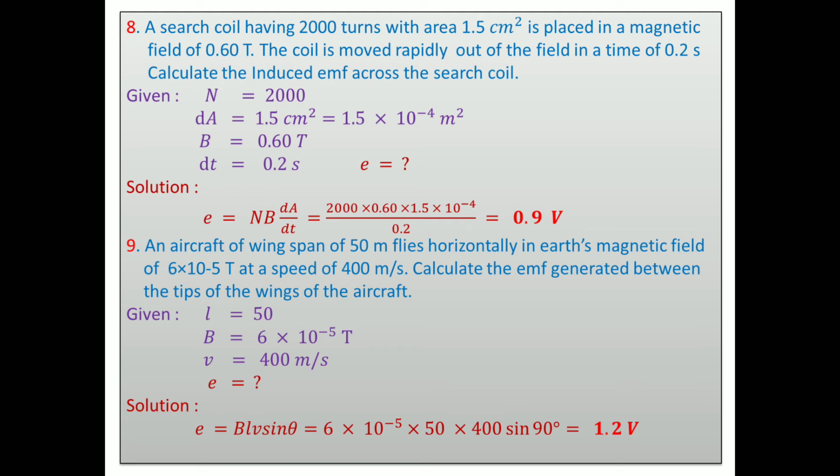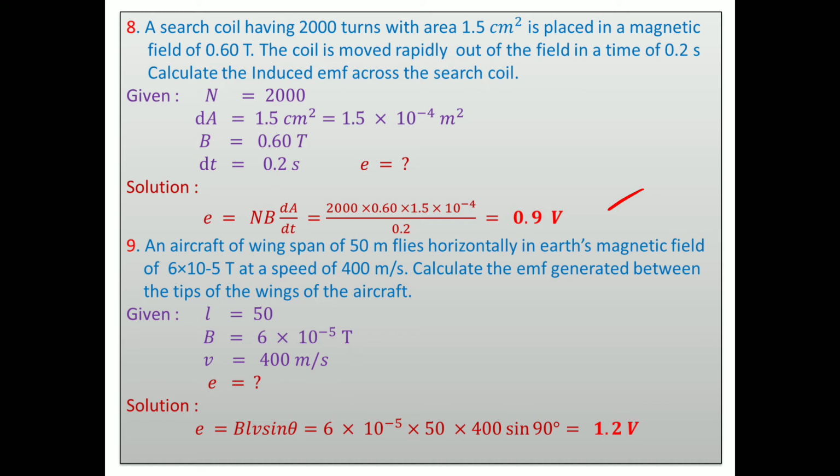So you can take here E = NB dA/dt. Then N is 2000 × 0.6 × 1.5 × 10^-4 upon 0.2. After calculation, it comes out to 0.9 volt. This is your answer. Another numerical we go through.